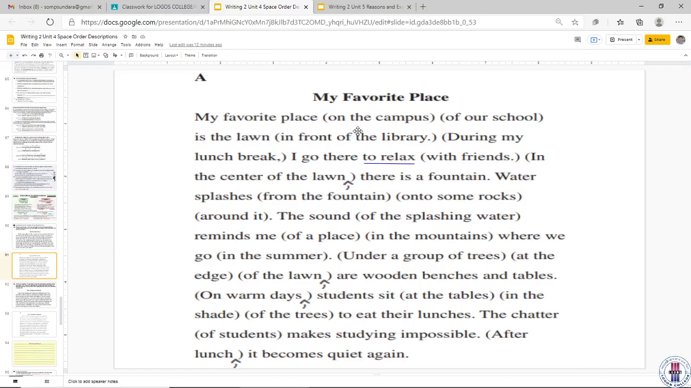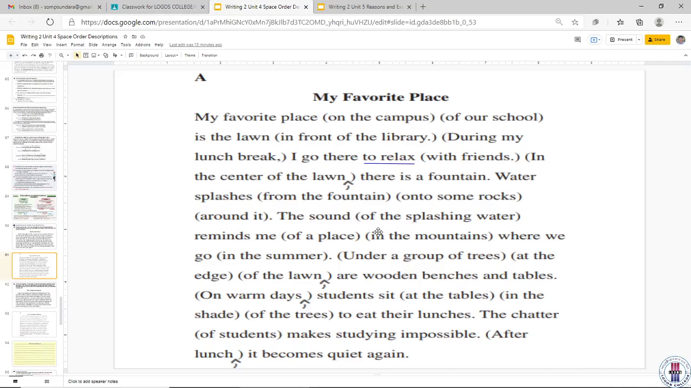My favorite place on the campus of our school is in the lawn in front of the library. During my lunch break, I go there to relax with friends. Notice here, to relax, this is an infinitive, right? Not a prepositional phrase. In the center of the lawn, comma, there is a fountain. Yes, preposition of place, but you see there is, so you must use a comma. Water splashes from the fountain onto some rocks around it.